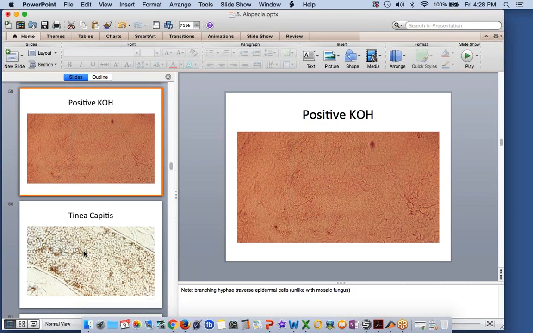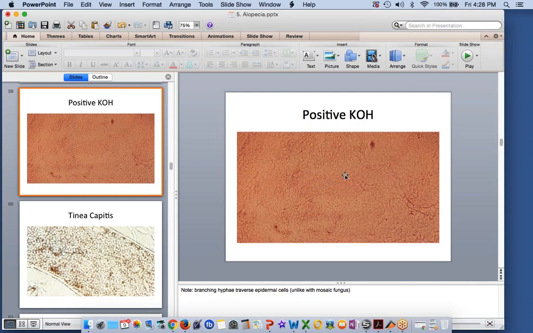The endothrix infections are harder to treat. They take longer to go away. The typical course of an ectothrix fungal infection is about 3 months. The endothrix would be a few months more. So realize that this is not such a good sign.